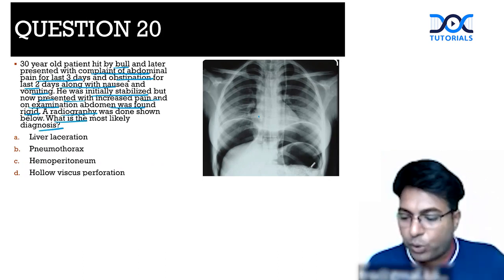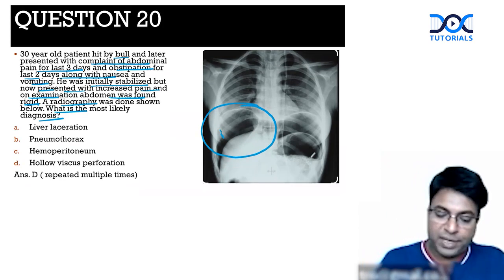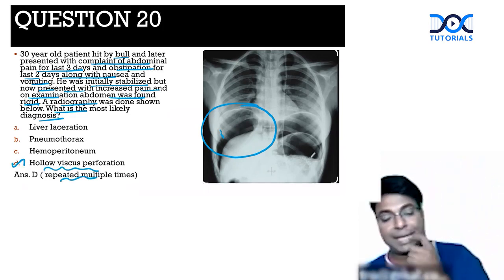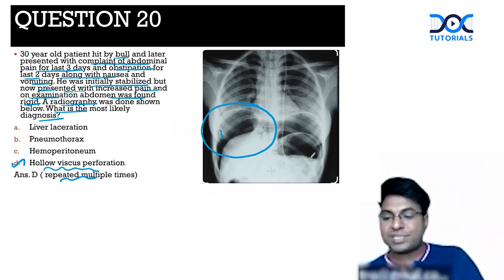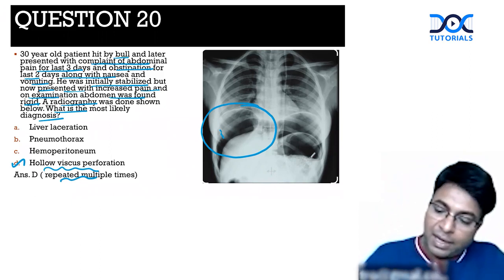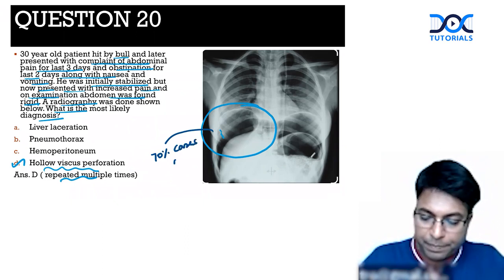This is a clear-cut picture showing you air under diaphragm. So it is a picture showing you hollow viscus perforation. It is being repeated multiple times. There is no discussion needed for air under diaphragm. But I'll tell you, air under diaphragm is seen in 70% of cases only.